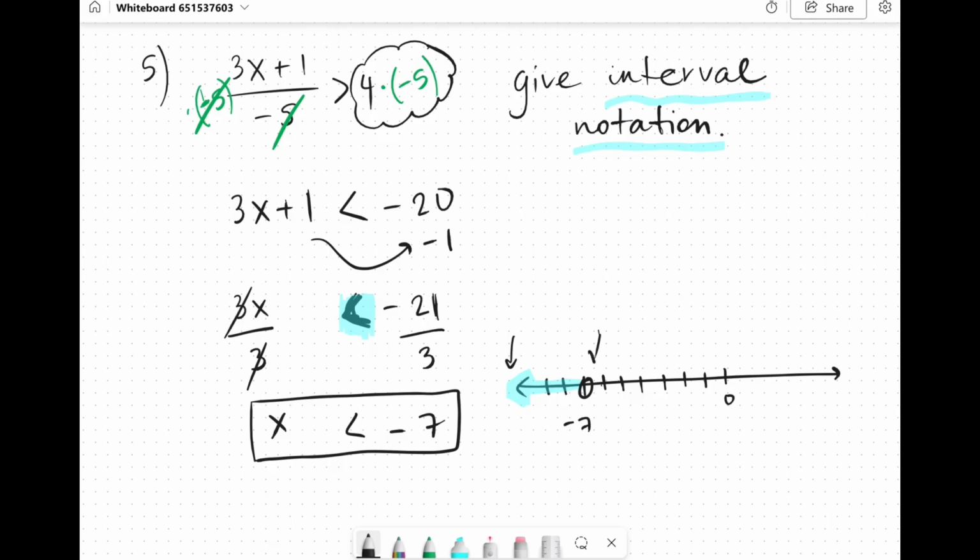We always describe our interval from left to right. So on the left it's negative infinity, and that will get the parentheses because it never gets brackets. And then -7, due to the open circle, also gets a circular parentheses.